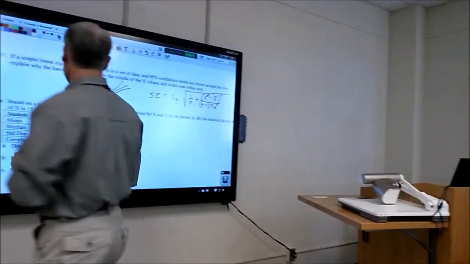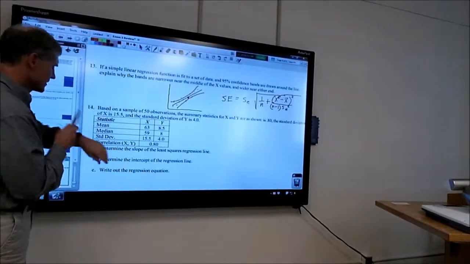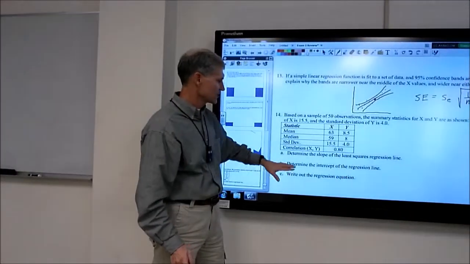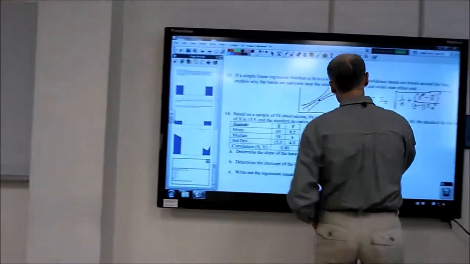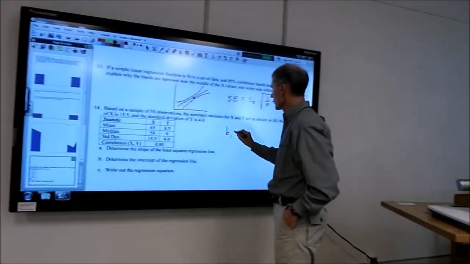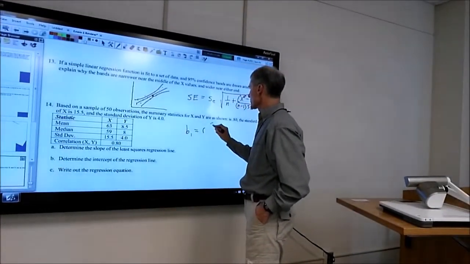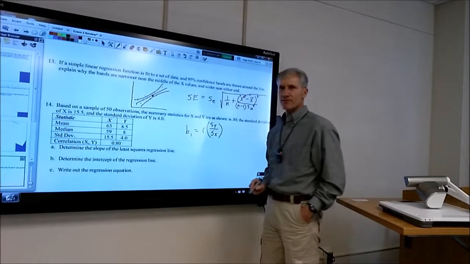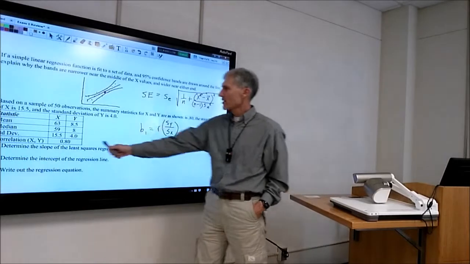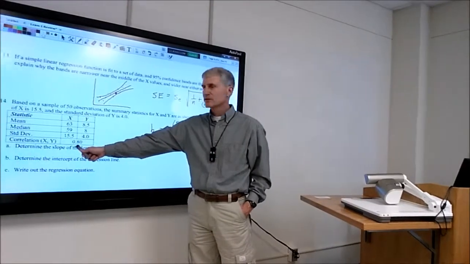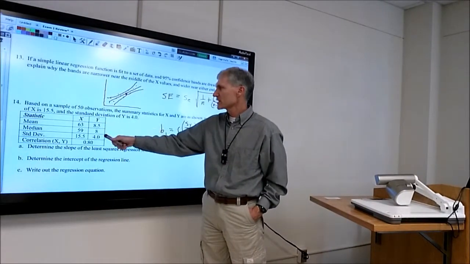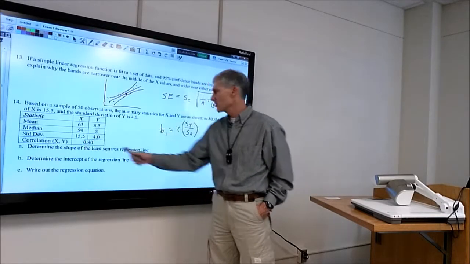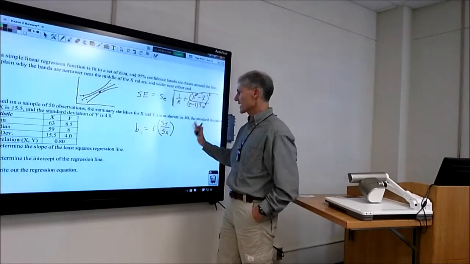Okay, number 14. I'm going to run out of time. Number 14 uses the formula for the slope: B1 is equal to R times SY over SX. Remember that formula? They gave me R, that's the correlation. They gave me summary statistics, so the standard deviation of Y is 4, and the standard deviation of X is 15.5. So you plug that in, you get your slope.